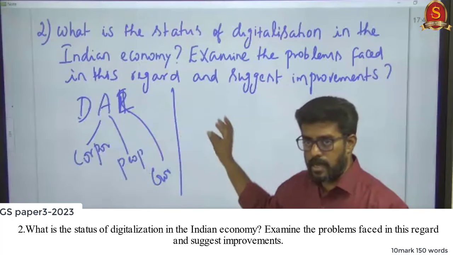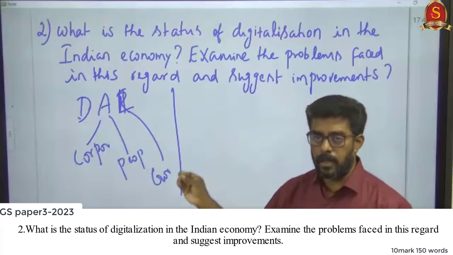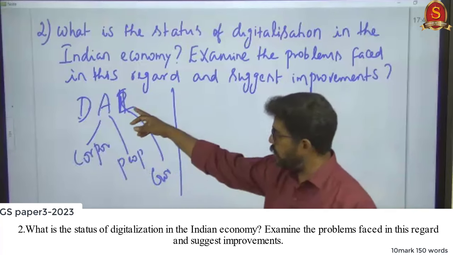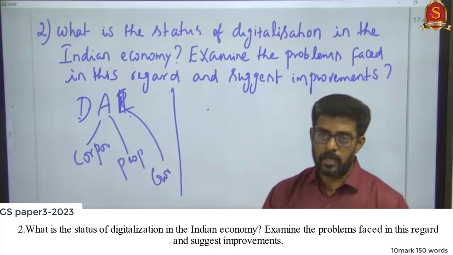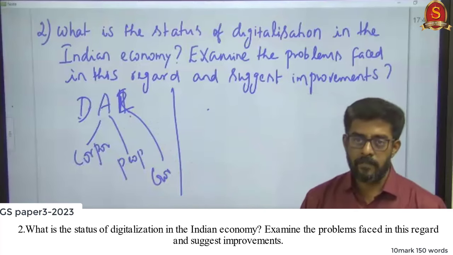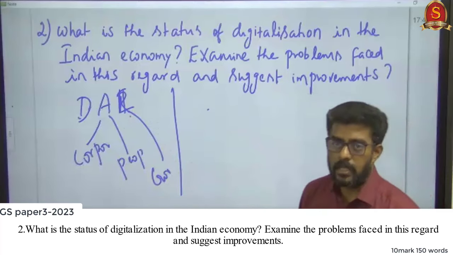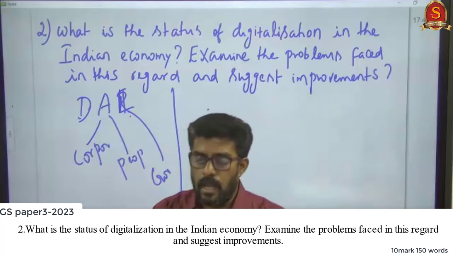Then about your status, some numbers, the statistical evidence which you read in the paper. You give the numbers based on this report, or based on the penetration of the internet, all those in rural area, urban area. You give a small introduction based on the facts. Then you step into the second part: examine the problems faced by the people in this regard, and suggest improvements.